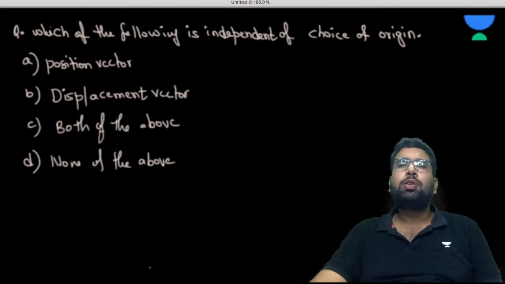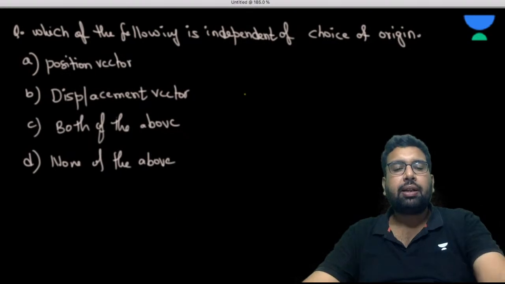So, which of the following is independent of choice of origin? Can we say position vector is independent of choice of origin? Absolutely not, sir. Please understand this.